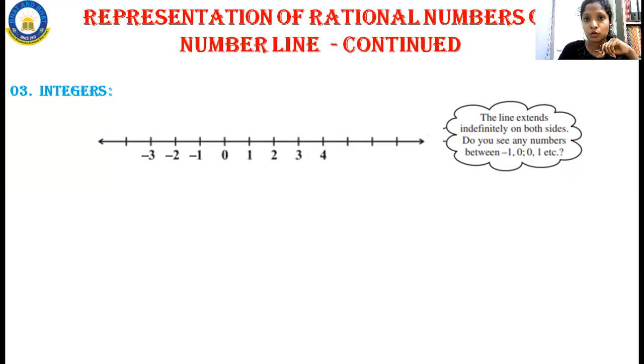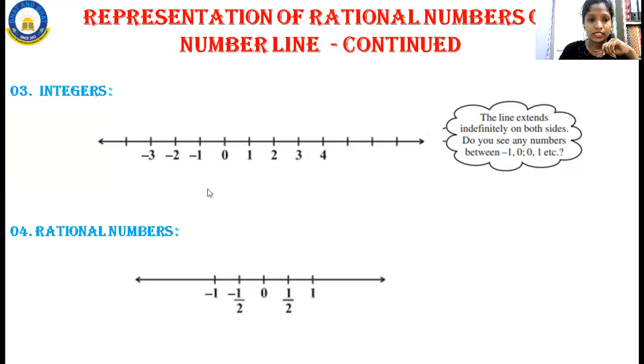Say for example 0.1, 0.001, 0.0001, like that you will get so many numbers. So between 0 and 1, there are infinitely many numbers, we're going to say. And then we'll see the fourth one, that is rational numbers. So how do we represent the rational numbers on the number line?